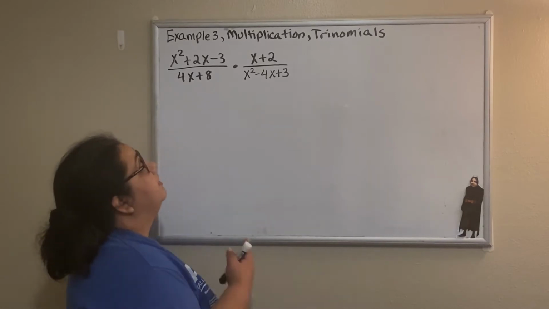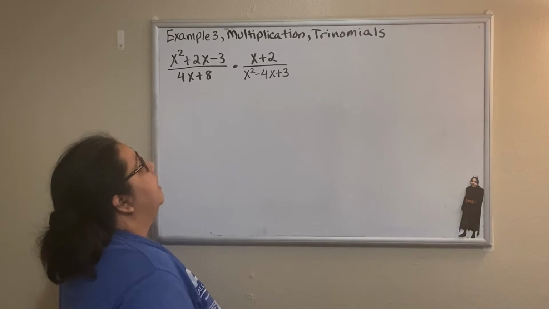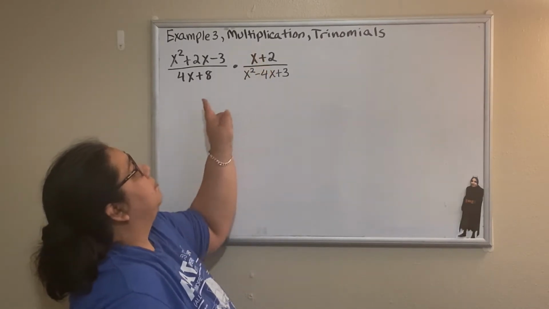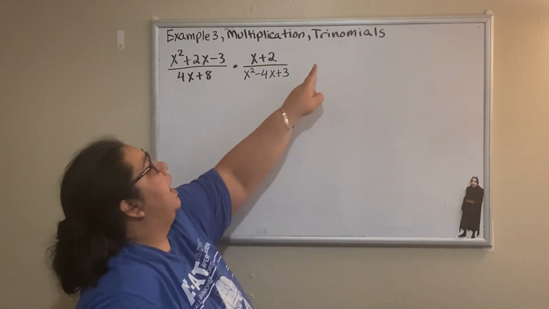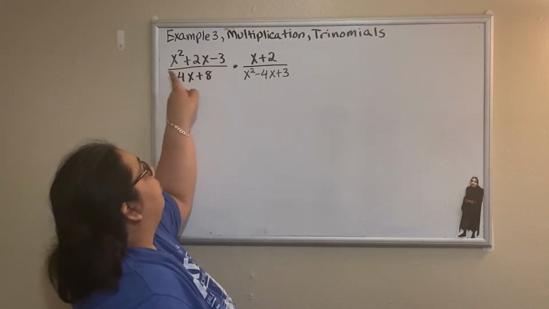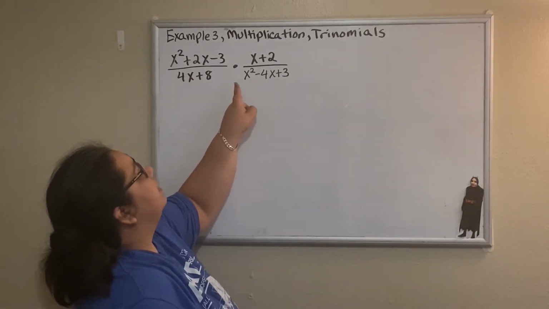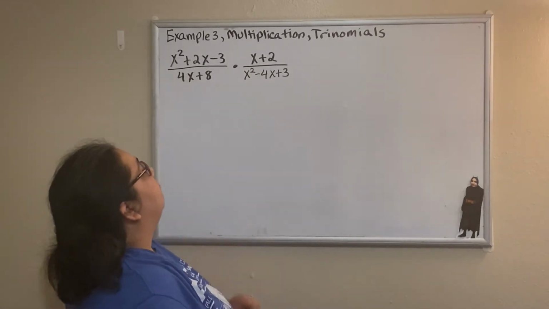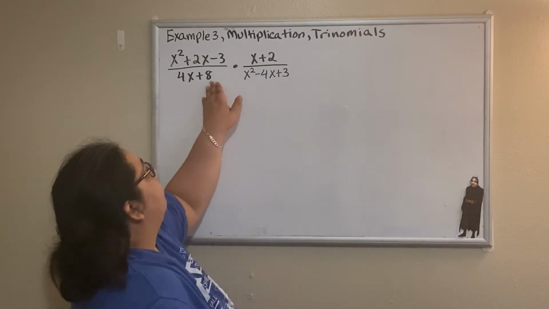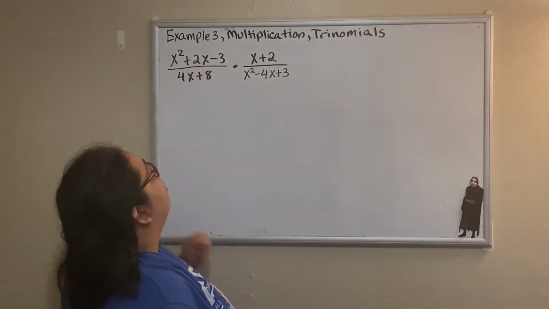Hello everyone, this is example 3 of multiplying and dividing rational expressions. In example 3, we're going to use multiplication of rational expressions, and we're going to have some trinomials here. I have a trinomial in the numerator of the first fraction and a trinomial in the denominator of the second fraction. Now I know I have binomials here, but that's okay. The main thing is I have trinomials.